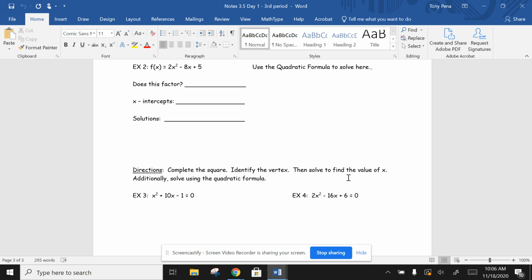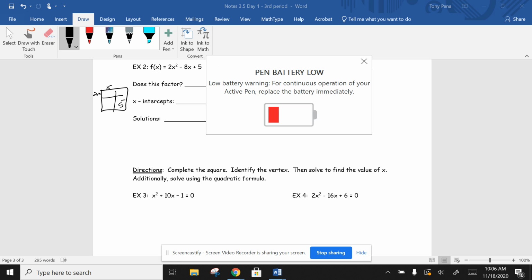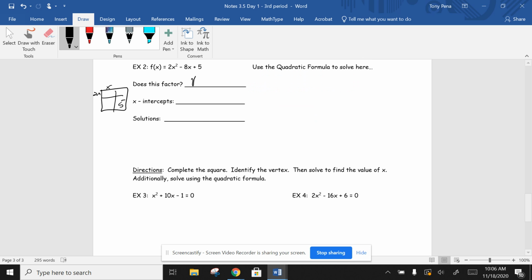So we're not going to go through it all, but if we actually tried to set up that little area model and try to get an x squared or 2x squared to like 2x and an x, and this has to be a 5, there's no way we're going to come up with an area model that factors this. So the answer to this, does it factor, is no. I need a new pen. So that's what you're putting in there.